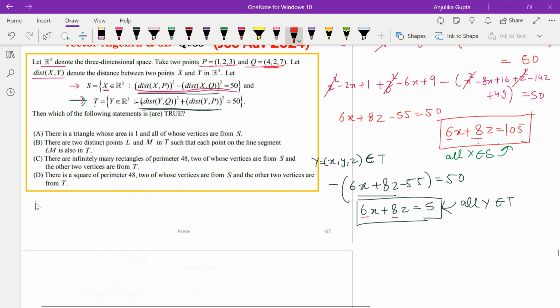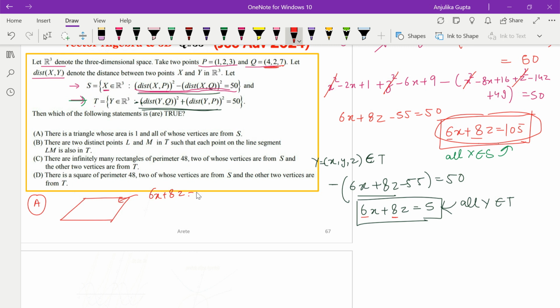Option A: there is a triangle whose area is 1 and all of whose vertices are from S. Of course, it's a plane. What is S? Every point on this plane is S. So let's say this is my plane, 6x plus 8z is equal to 105. Whatever triangle you want, you can form. Of area 1, yes. Area 2 is still S. So A is true. Any triangle you can form on that plane.